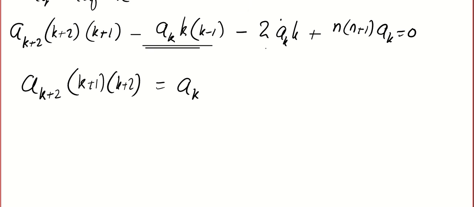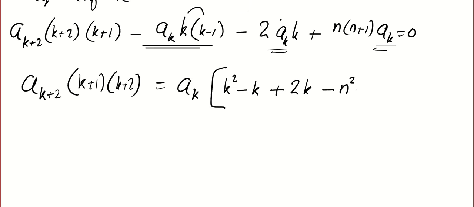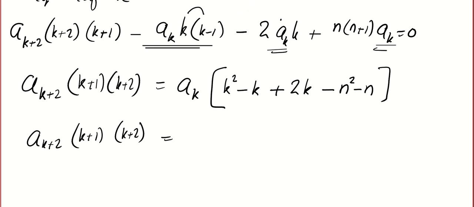So a_k times, and can you see a_k is common? It's k squared minus k. And this will be plus 2k. And this will be minus n into n plus 1. So that will be minus n squared minus n. That will be reduced into a_k times k squared plus k minus n squared minus n.